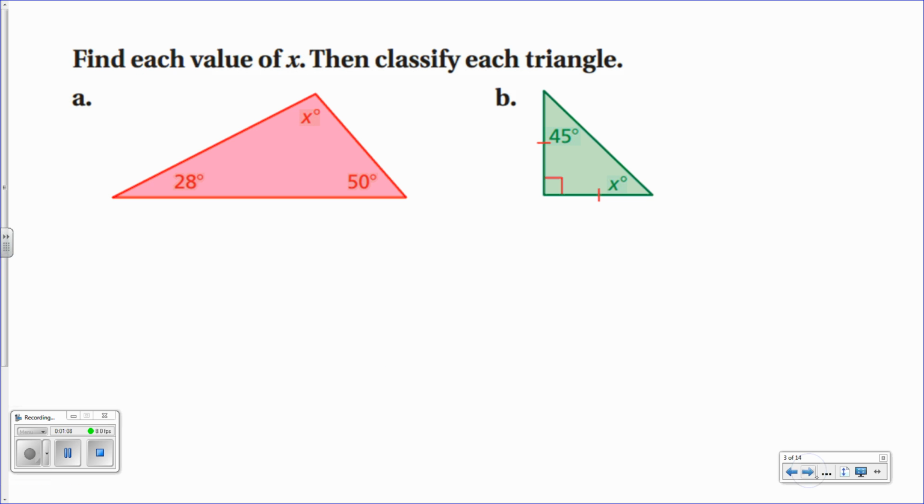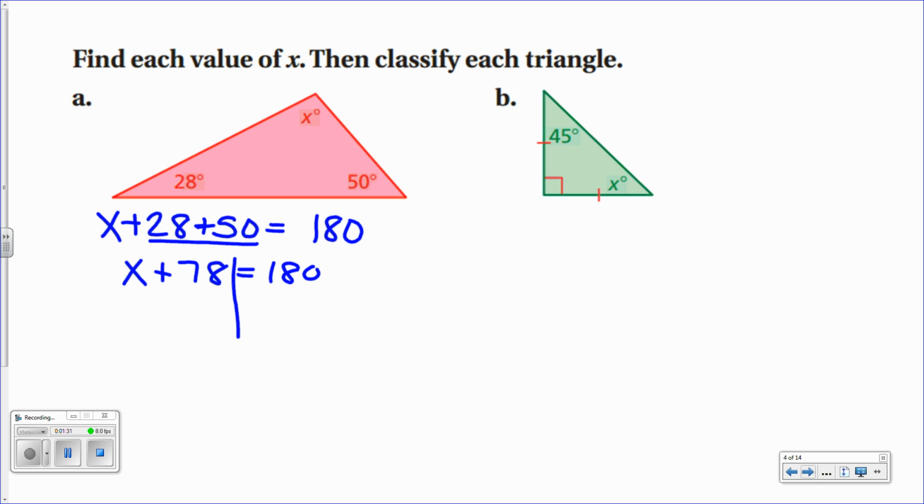Here's your first example. Here's a triangle. One angle is 28, one angle is 50, and the other one's x. So to figure this out, we know that the value of x plus the 28 plus the 50, because they're a triangle, it all has to add up to 180 degrees. So we combine our like terms. 28 plus 50 is 78. And then you can make your railroad tracks to solve it. To solve for x, you have to subtract 78. So you find out in this case that x is 102 degrees.